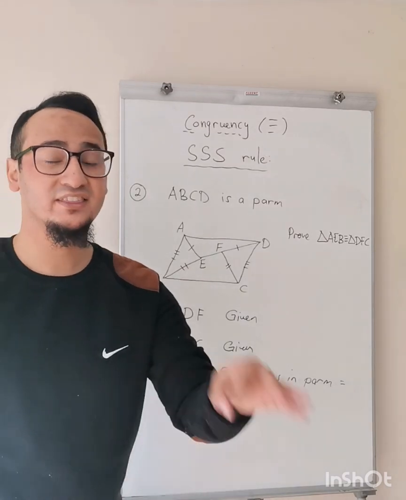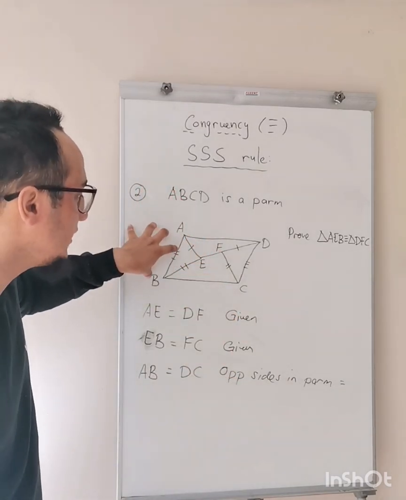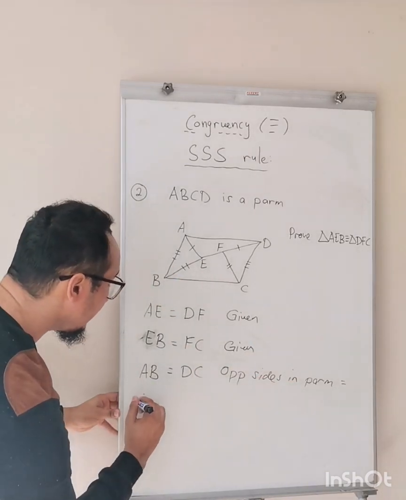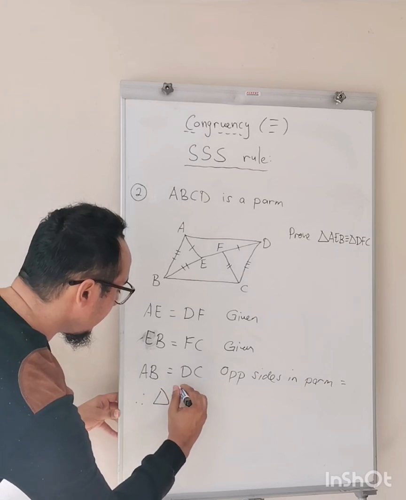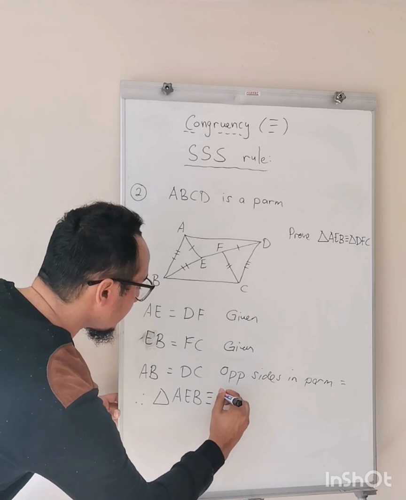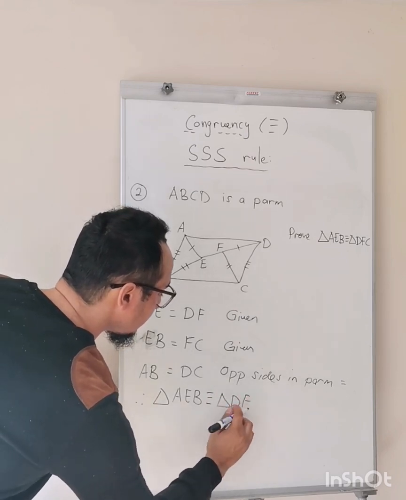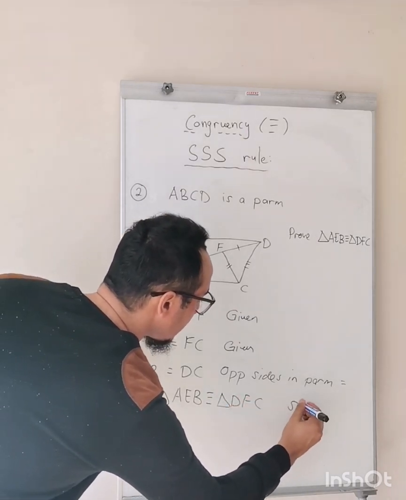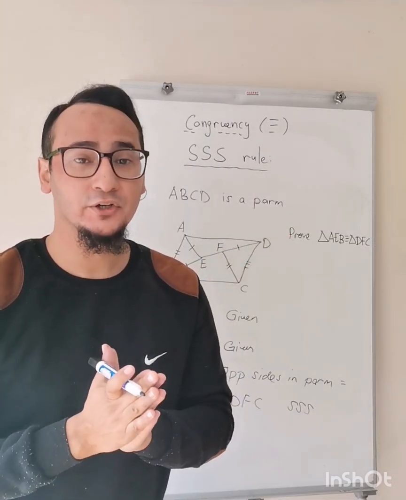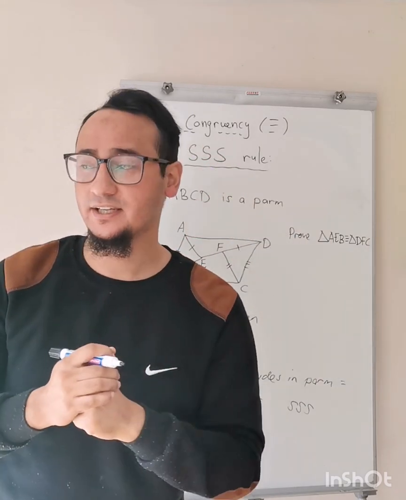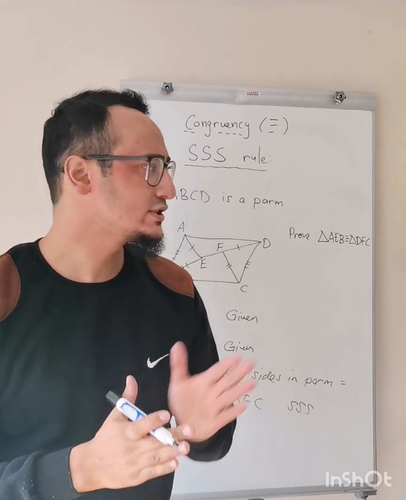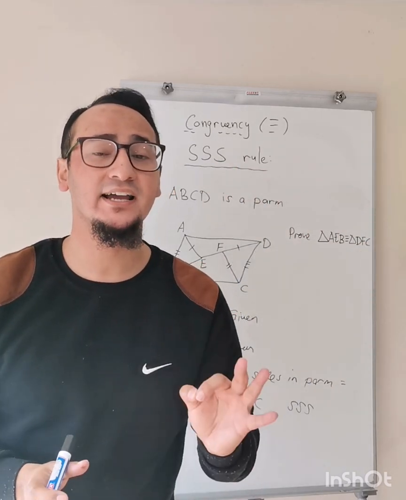So therefore I proved that three sides of the one triangle are equal to three sides of the second triangle. Therefore I end off: triangle AEB is congruent to triangle DFC because of the side rule. Remember the first example, I am going to find the grade 9 one, the second example, the grade 10 example. And every day I will first do side. The next lesson will be side, angle, side.